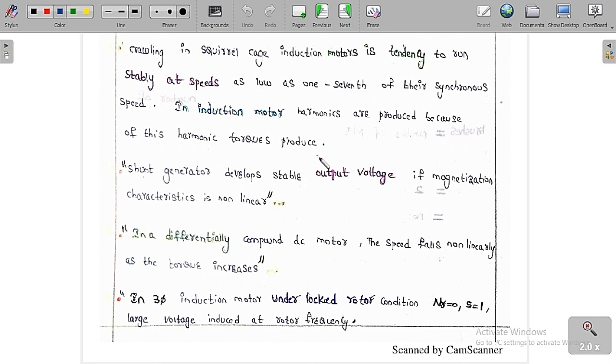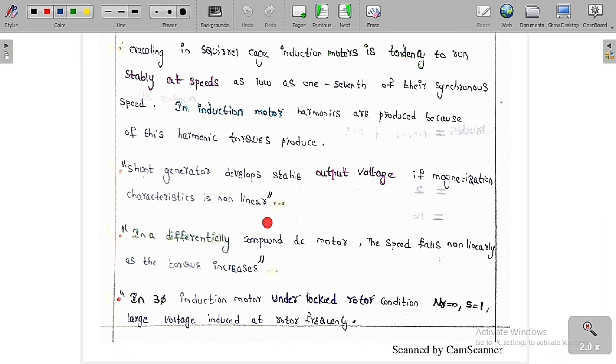I have already told you one important point. Crawling is nothing but the rotor running at a speed nearly equal to Ns by 7, which is a very low speed. It may be because of the harmonics in the flux generation. If there are no slots in the stator and rotor, the flux distribution between them will be purely sinusoidal. But if there are slots in the stator and also in the rotor, the waveform in the air gap will not be purely sinusoidal, so it will have some harmonics. Because of these harmonics, harmonic torques are also produced.